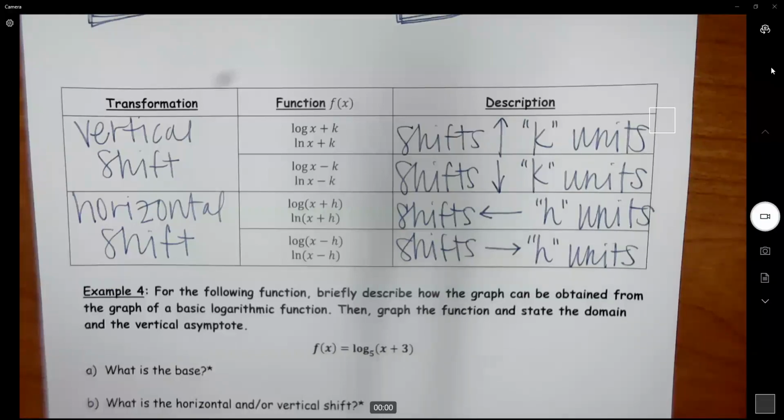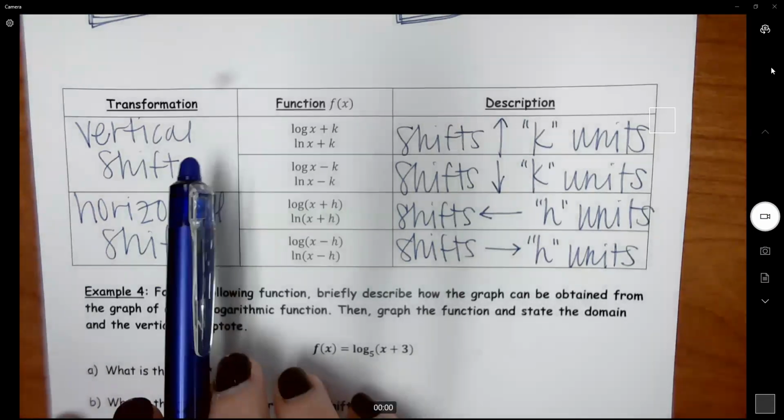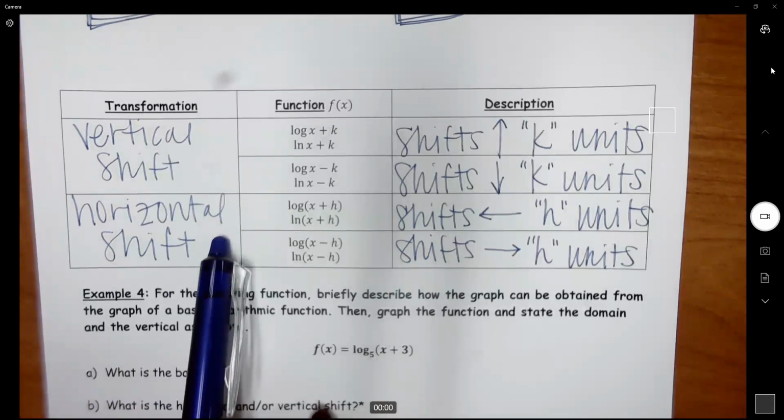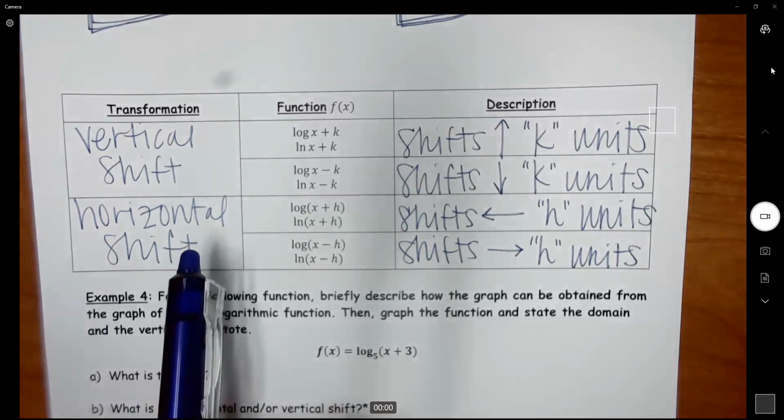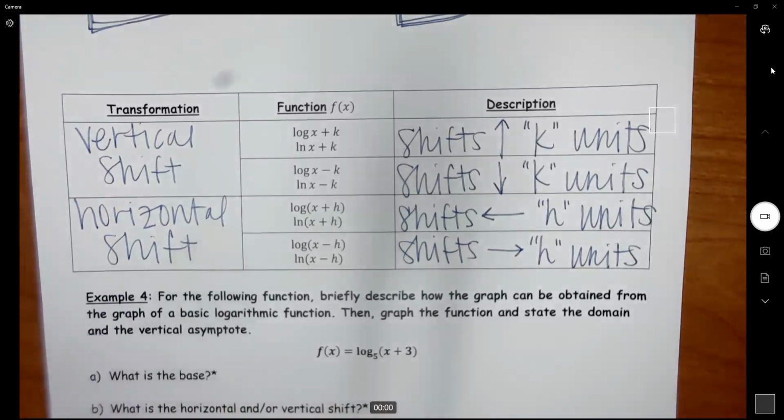In this video, we're going to go over more broadly on graphs of log functions, and we're going to go over transformations. So this is actually the third time now that we have been talking about transformations that are a vertical shift and a horizontal shift. They are no different with logs than they are with exponentials, than they are with any function that we have.